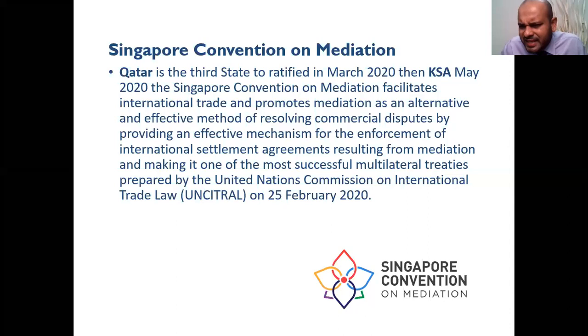If you have an arbitration award in a UK company between the UK and Qatar, and the Qatari party has assets, the UK award will be enforceable in Qatar via the New York Convention. Similar to that, under the Singapore Convention, if you have a mediation agreement between the parties, a party can claim enforcement within the member countries. Right now, I believe 53 countries have already signed the Singapore Mediation Convention.